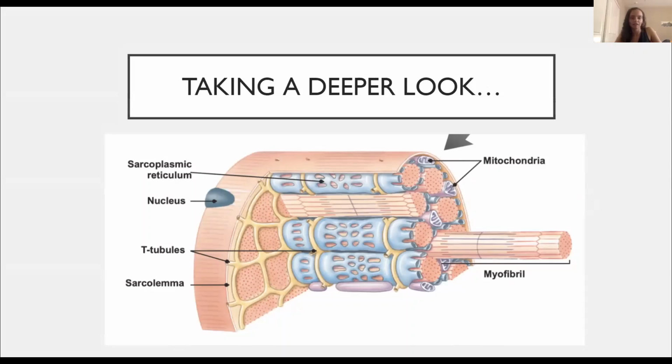The sarcolemma is the membrane of the muscle. T-tubules are invaginations within the muscle that help propagate the signal into the deeper parts of the cell. And the sarcoplasmic reticulum houses the calcium ions that are eventually released into the cytoplasm and initiate contraction.